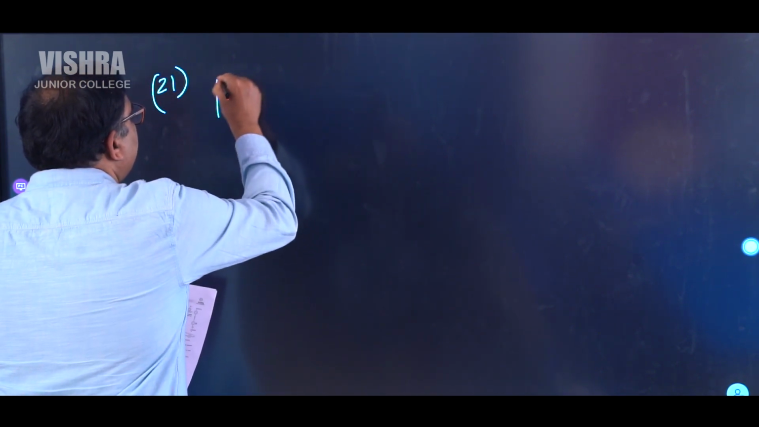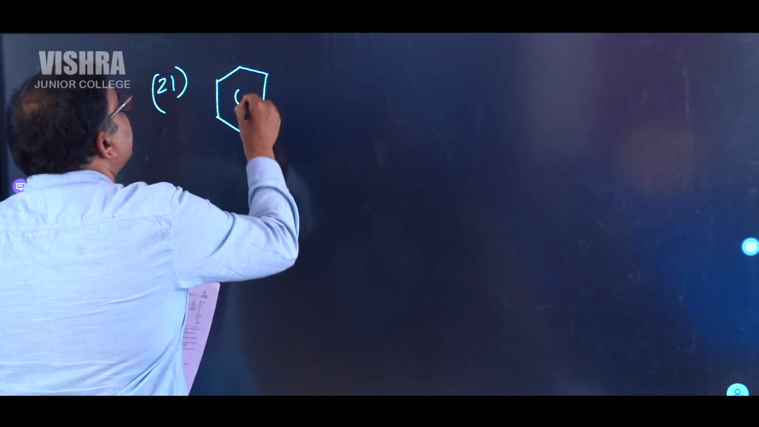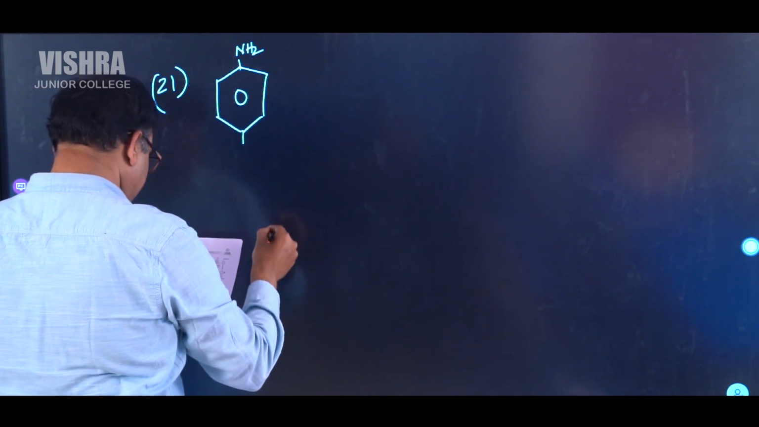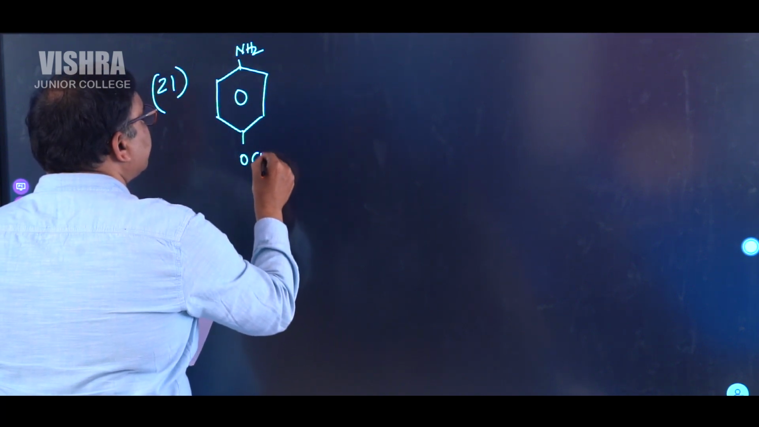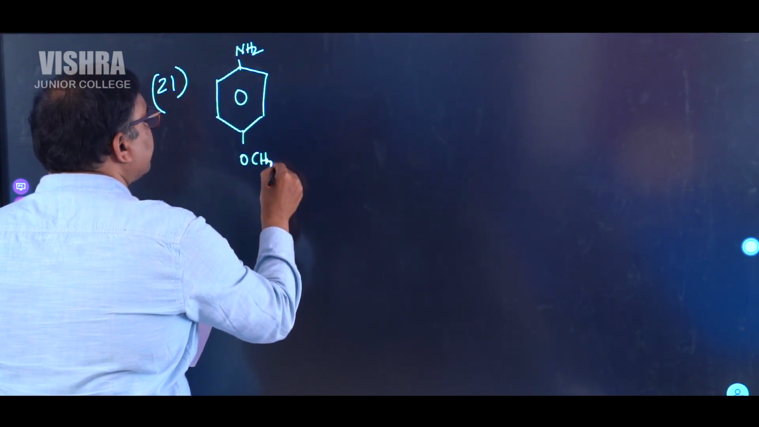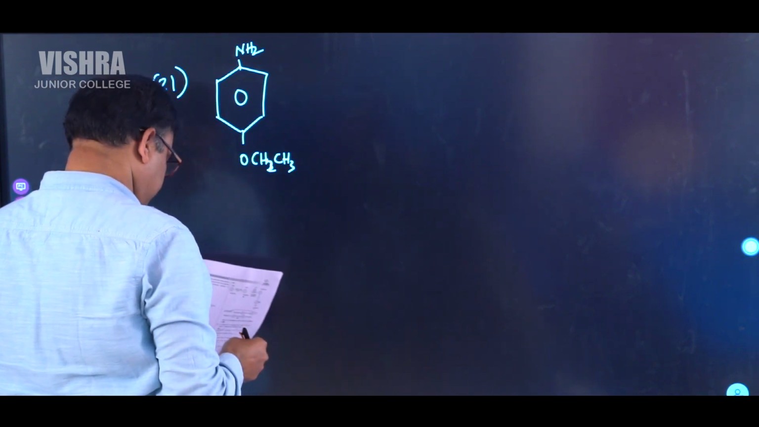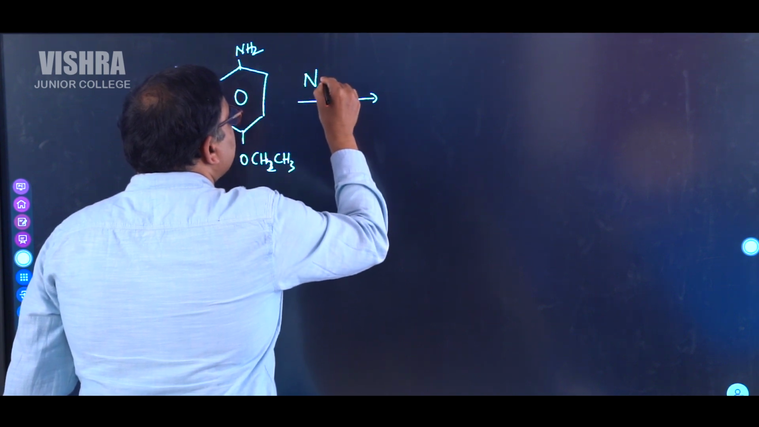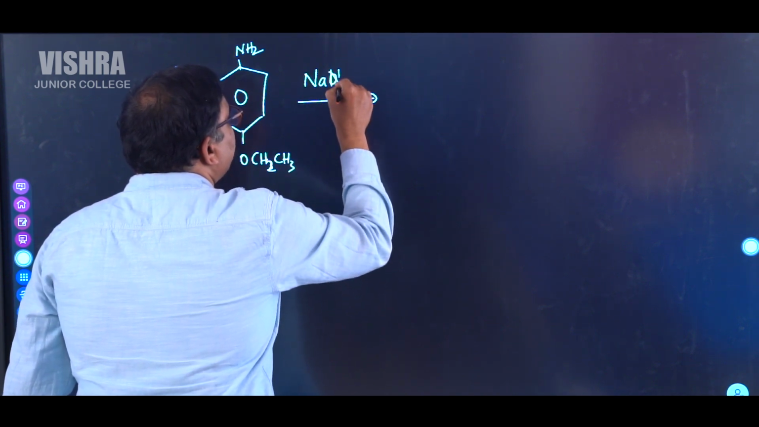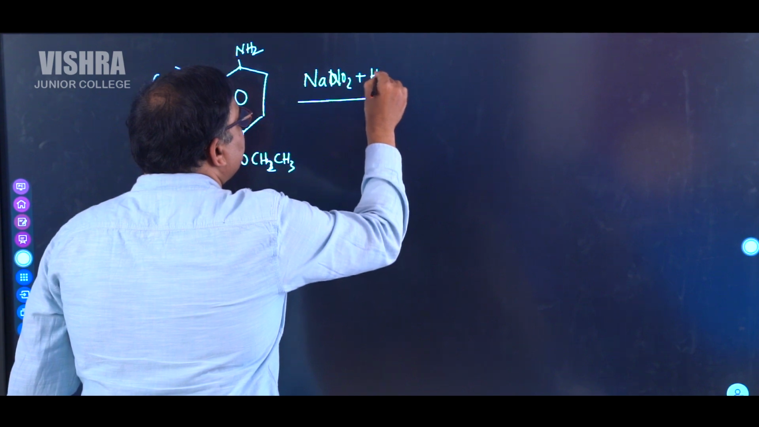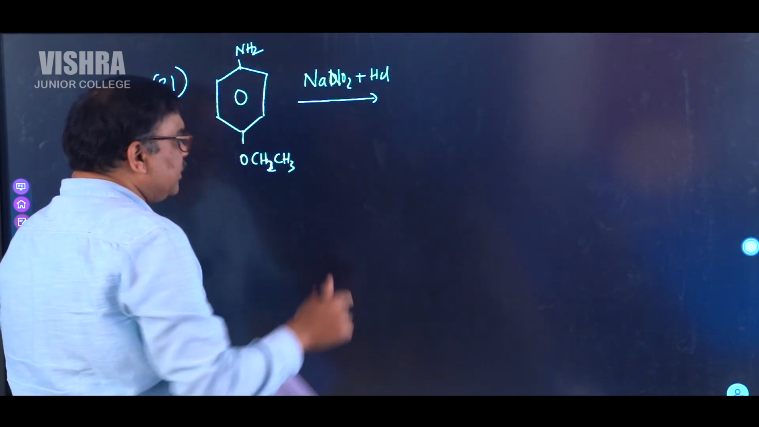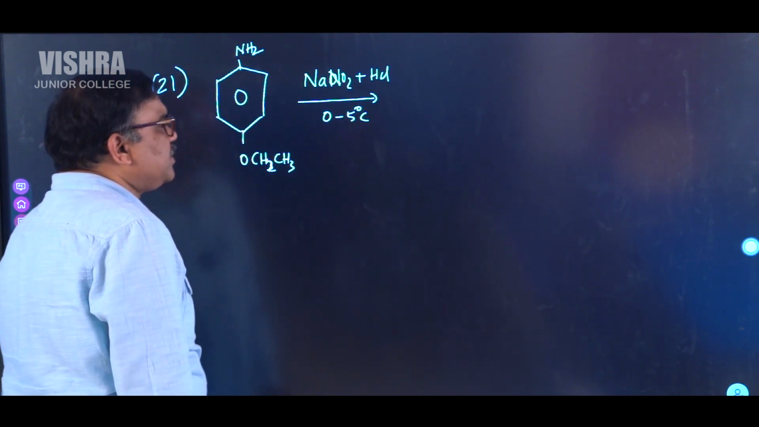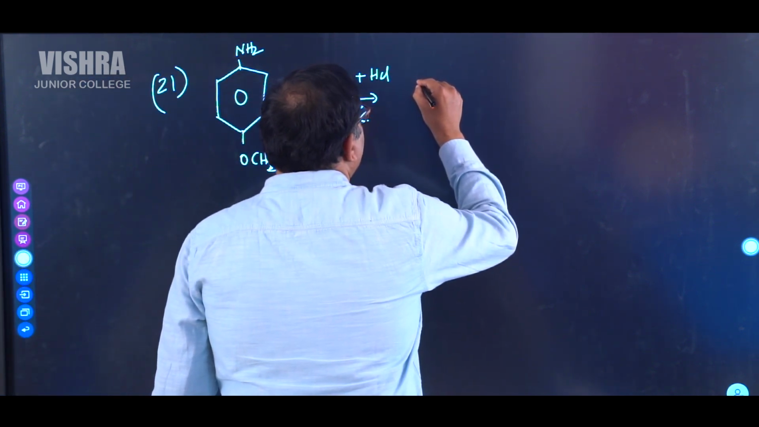Take this compound, again organic chemistry, talking about amines. This compound, they are doing diazotization with NaNO2 plus HCl in the presence of 0 to 5 degrees Celsius. This is diazotization. So diazotization, what is it going to give?